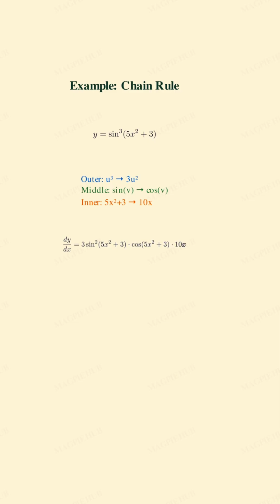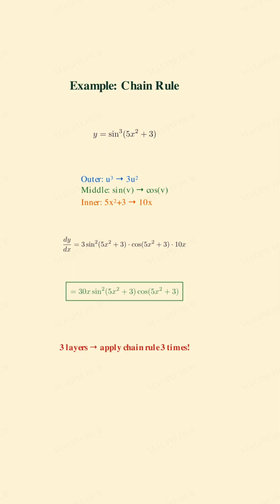By chain rule, multiply all 3 derivatives together: 3 sine squared of 5x squared plus 3 times cosine of 5x squared plus 3 times 10x. Simplify to get 30x sine squared of 5x squared plus 3 times cosine of 5x squared plus 3. Remember, each nested layer adds one more multiplication in the chain.